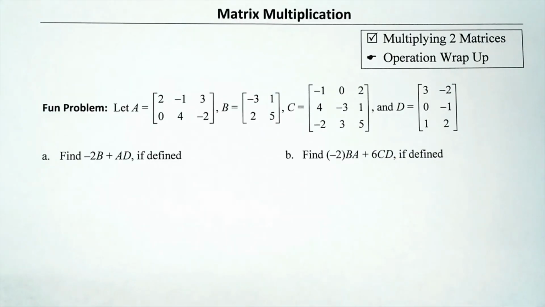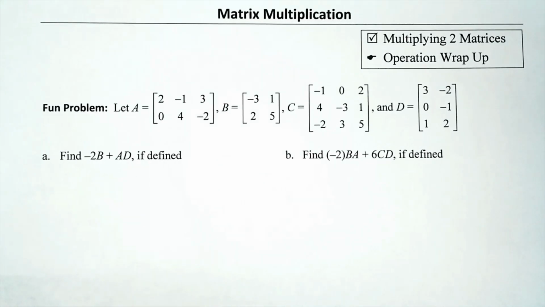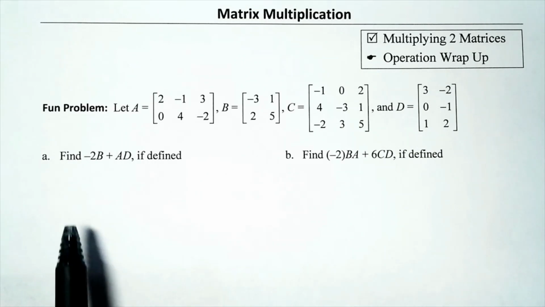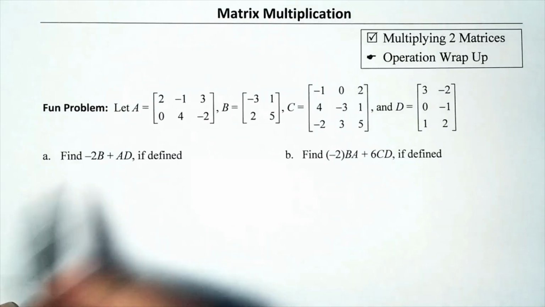Okay, so let's go ahead and knock out these final two problems. In this case, we are going to combine addition with multiplication. So let's do this. Problem A, we are asked to find negative 2B plus AD, if defined. Let's go ahead and write down these matrices.